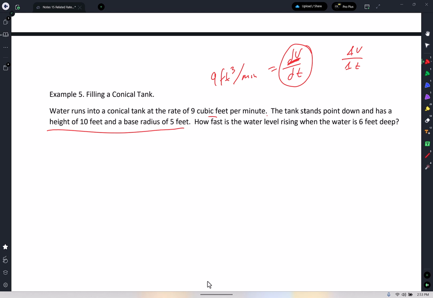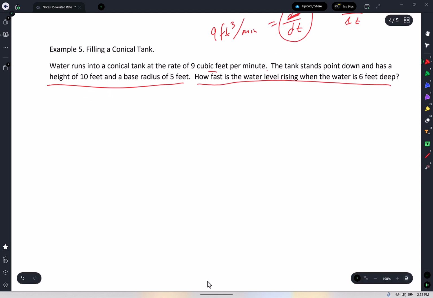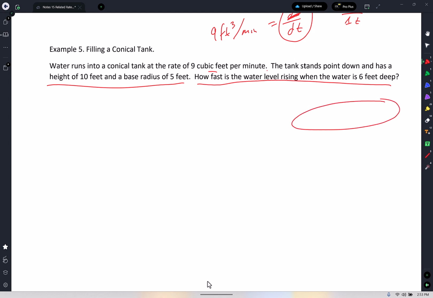How fast is the water level rising when the water is 6 feet deep? Let's draw a picture. Here we go, guys. Let's draw a picture. Let's see how it looks. Does it look awesome?